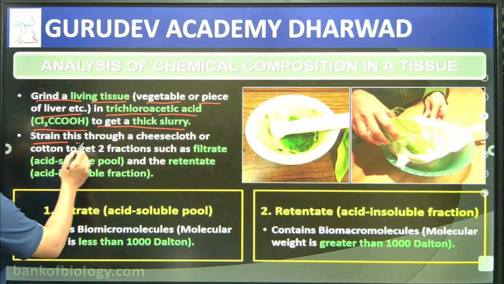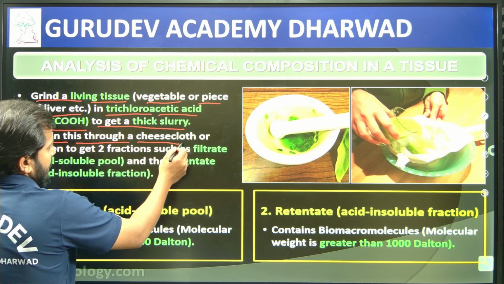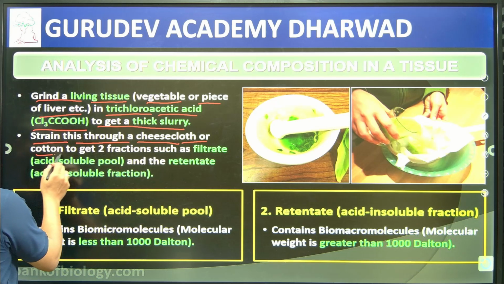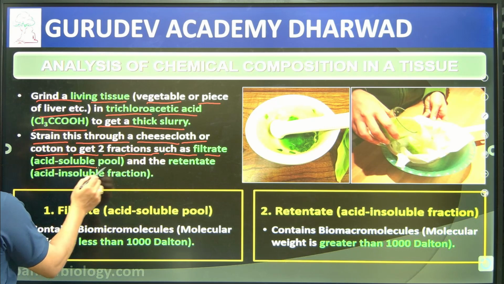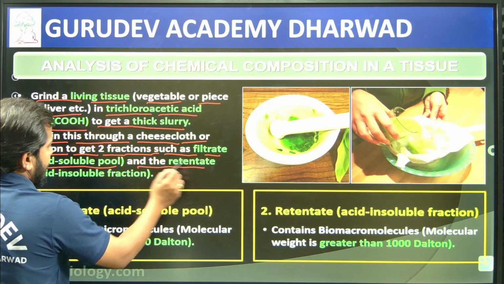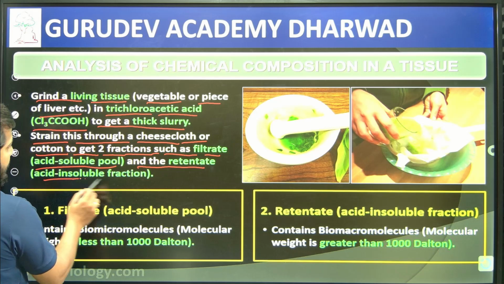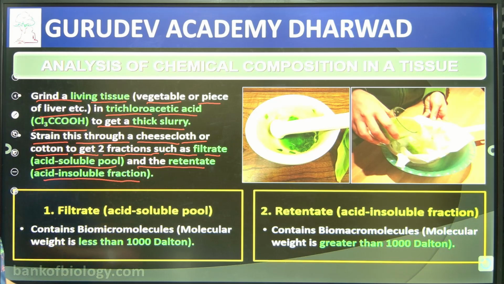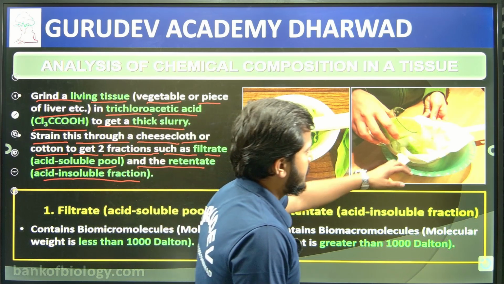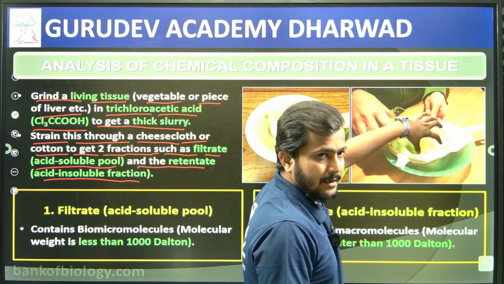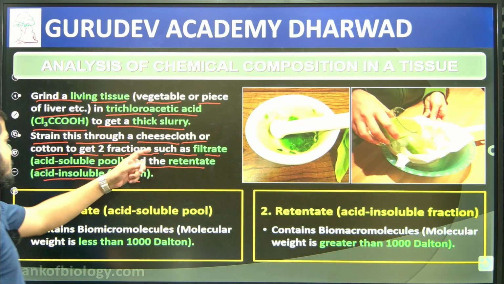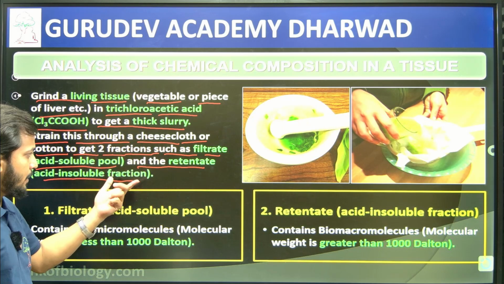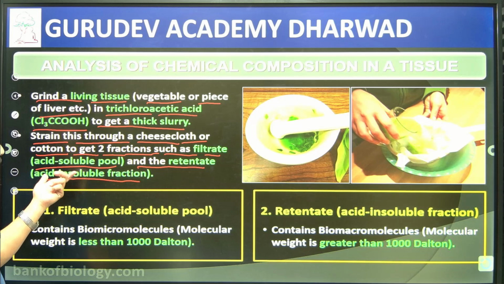Then strain this through cheesecloth or cotton to get two fractions: the filtrate, the acid soluble pool, and the retentate, that is, the acid insoluble fraction. So when we carry out filtration, some part is going to reside there only, and some is going to be the filtrate. The filtrate is the acid soluble component and the retentate is the acid insoluble fraction.